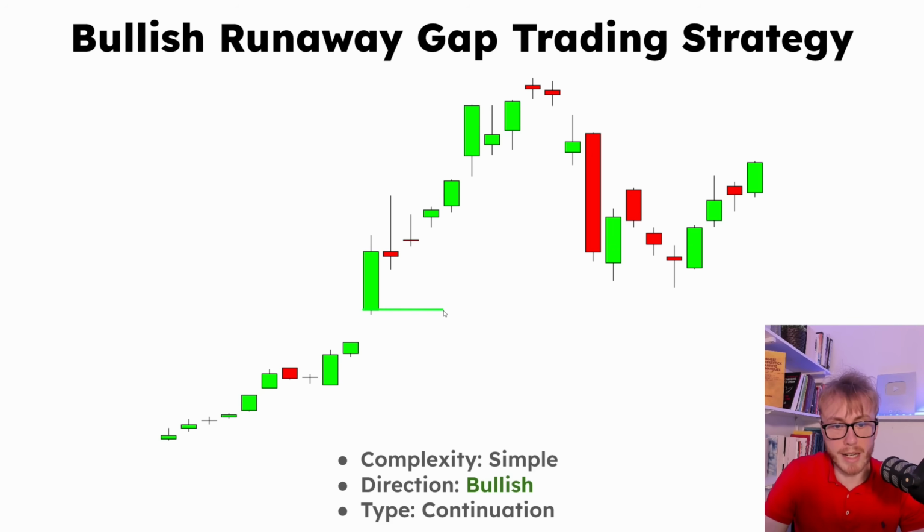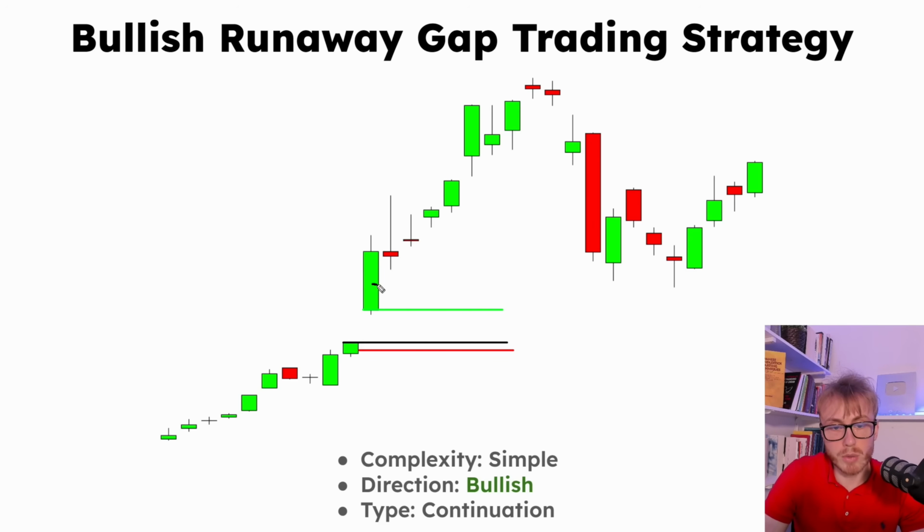Well, the most common entry point is to enter here at the open after the gap. As for your stop loss, you usually want to place the stop loss here below the lowest point of the gap. So this black line is the lowest point of the gap, and a common way to set your stop loss is to place it below this point. Why do we do this?